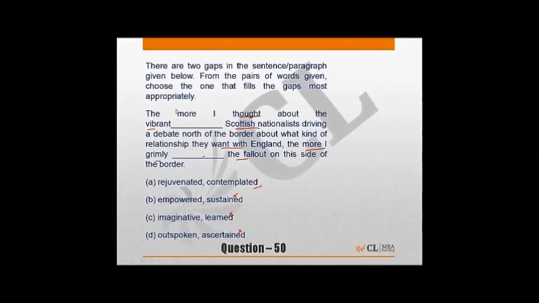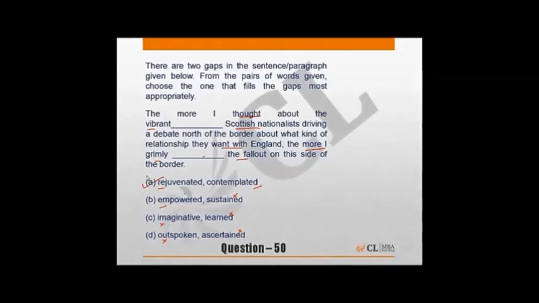Even if you had started with the first blank, the more I thought about the vibrant, rejuvenated, yes possible, empowered, yes possible, Scottish nationalists driving a debate north of this border. Imaginative and outspoken you could probably have eliminated, but you would have come to the second blank. So it does not really matter. At the end of the day, it is important to eliminate the words which don't fit in, and whatever is left behind becomes the correct answer. So here the correct answer is choice A.